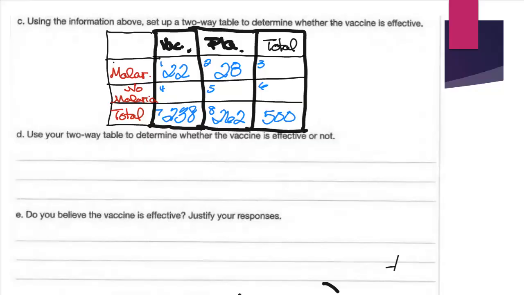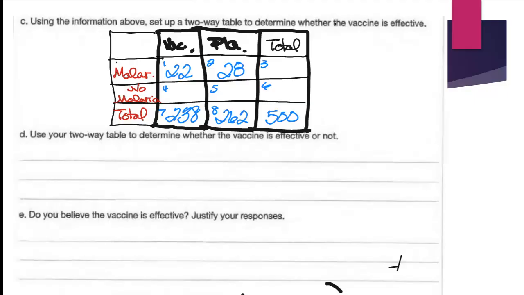All right. Use the information above to set up a two-way table. Okay, so of the vaccination people, there was a total of 238 people who got vaccinated, and 262 got the placebos. In both groups, people still got malaria. Those that were vaccinated, there were 22 vaccinated kids who still got malaria, and in the placebo, 28 out of 262 kids still got malaria.